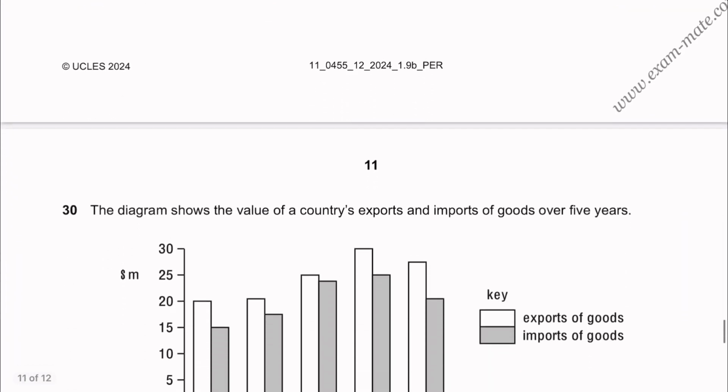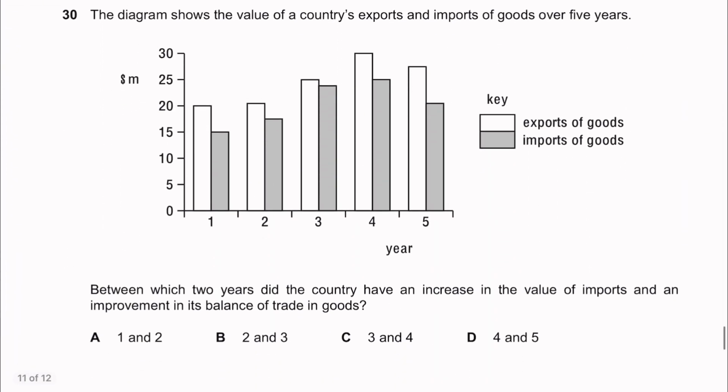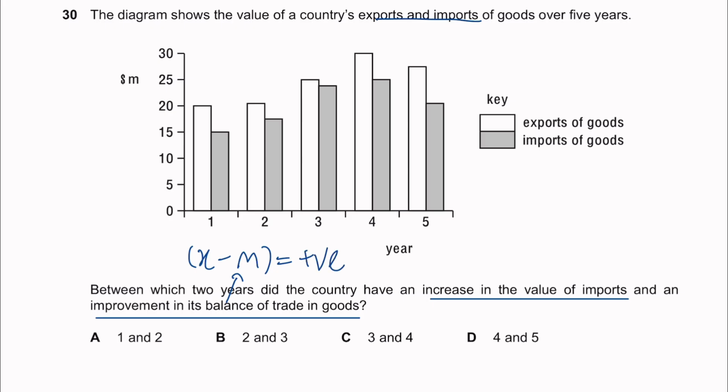Okay, 30. Diagram shows the value of a country's export and import over 5 years. Okay, so the white color is the export, the dark one is imports. Between which 2 years did a country have an increase in the value of imports and an improvement in its balance of trade in goods? So this means that balance of trade is export minus import. So if you want this to become positive or less negative, you need to increase export, reduce import.